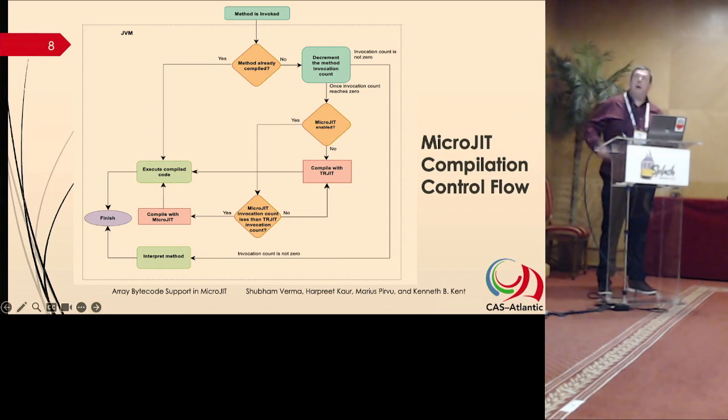If we notice that it hasn't been compiled yet, we decrement the method invocation count. Just a straight counter is all we use for MicroJIT. Once we get to the point that we've hit the count for the MicroJIT, then we'll compile it with the MicroJIT. We'll store that compiled method, and then we'll invoke that.